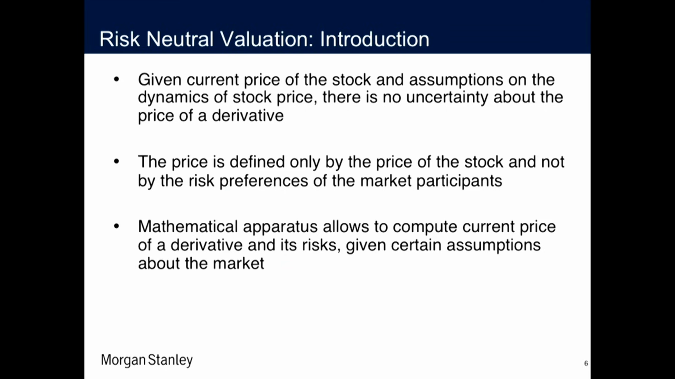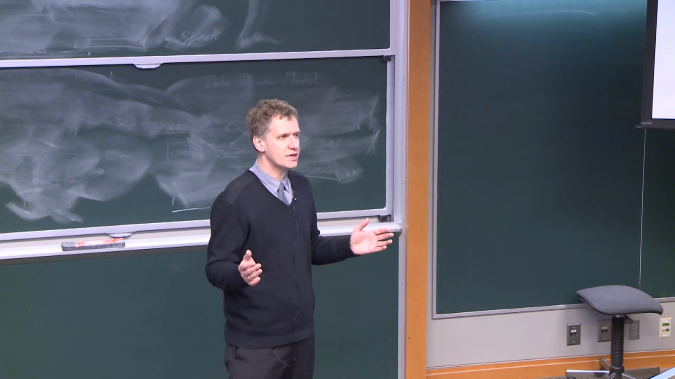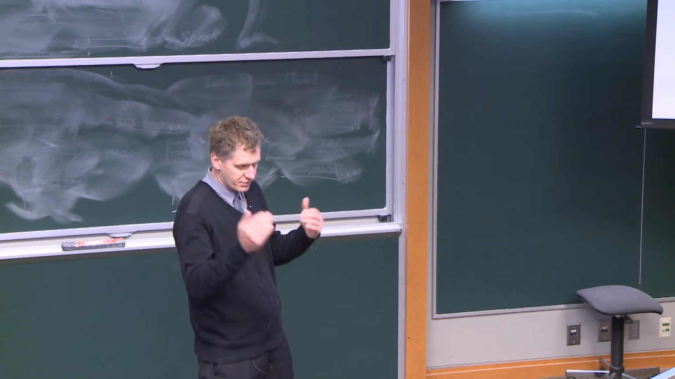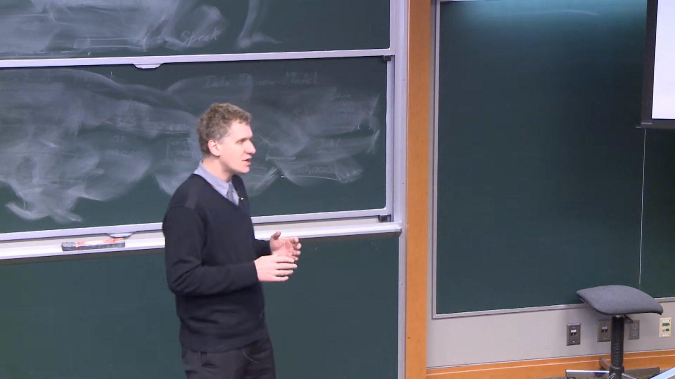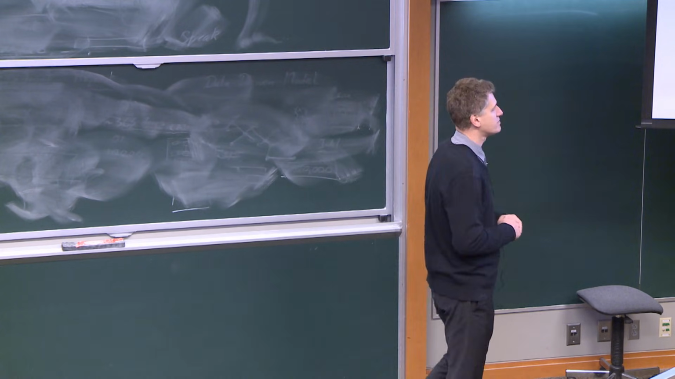Okay, so here are 3 main points which we'll try to follow through the class. So first of all, we'll see that if we have current price of the underlying and some assumptions on how the market or the underlying behaves, there is actually no uncertainty in the price of the option. Obviously, if we fix the payout, right? So somehow there is no uncertainty. It's completely deterministic once we know the price of underlying.